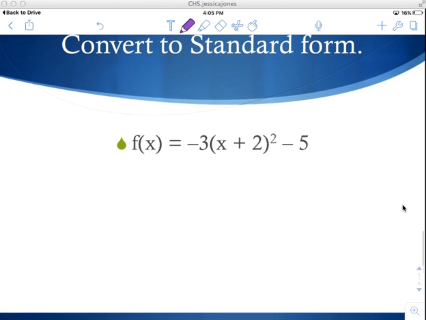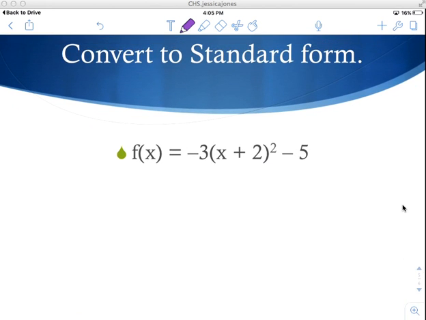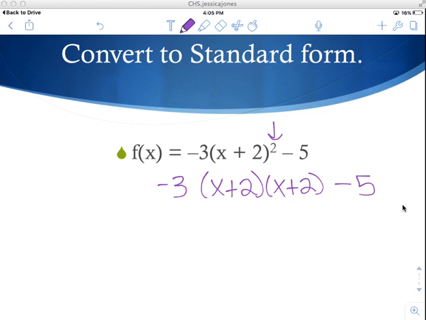On this next one, we have negative 3 times x plus 2 squared minus 5. Now, it's very important that you do this in the correct order. So the negative 3 is going to hang out on the outside for right now, and we're going to FOIL out x plus 2 times x plus 2. Remember, this squared here does not mean you distribute it to x squared plus 2 squared, but you have to actually write this out in FOIL. So the negative 3 and the negative 5 hang out for right now.